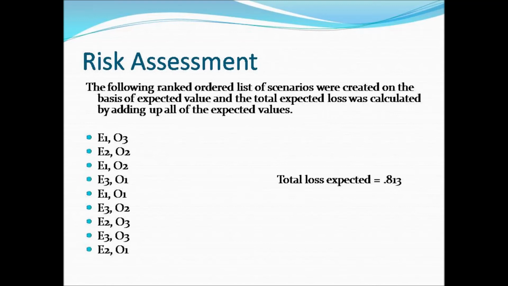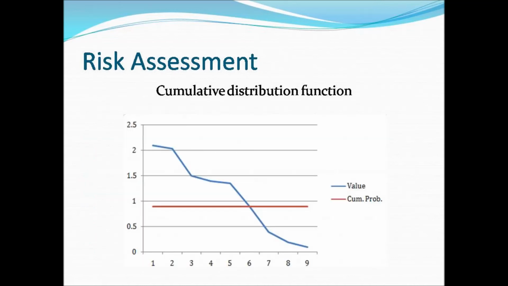After the completion of the previous table and having a value assigned to each individual scenario, we were able to create a ranked order list of scenarios based on the expected value. Additionally, we were able to calculate the total expected loss by adding up all of the expected values. As you can see, the total loss expected was equal to 0.813. The graph shown here represents the cumulative distribution function, which compares value against the cumulative probability.